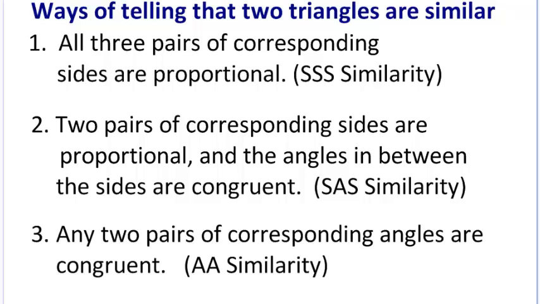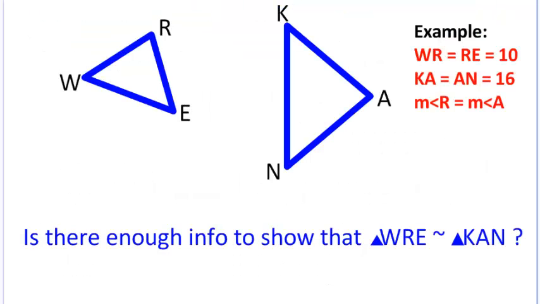If you can show any two pairs of corresponding angles are congruent between the two triangles, you've also shown that those two triangles are similar. It's not necessary to show the third angle in each triangle is also congruent, because once you've shown two of the three are congruent, whatever would be left over, automatically it would be the same in both triangles. So angle-angle similarity is a third way of showing two triangles are similar. Let's look at some examples.